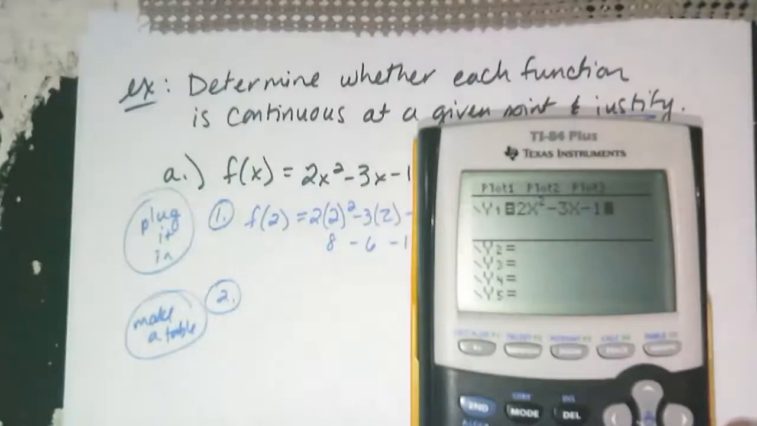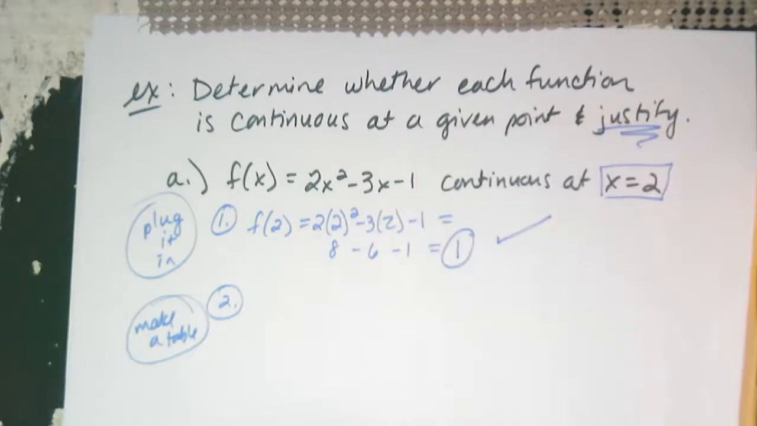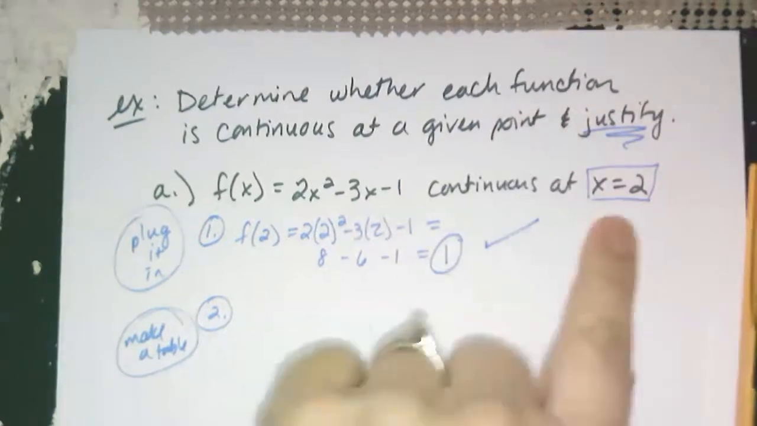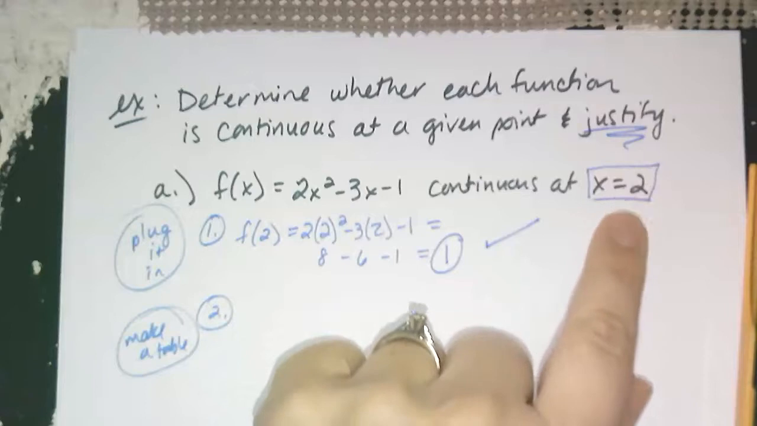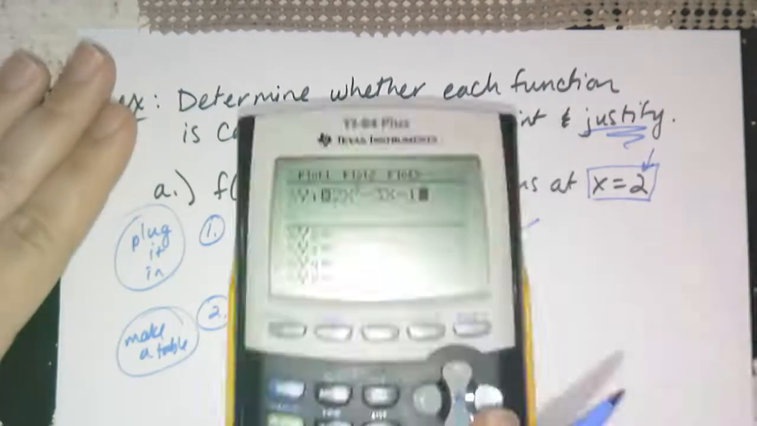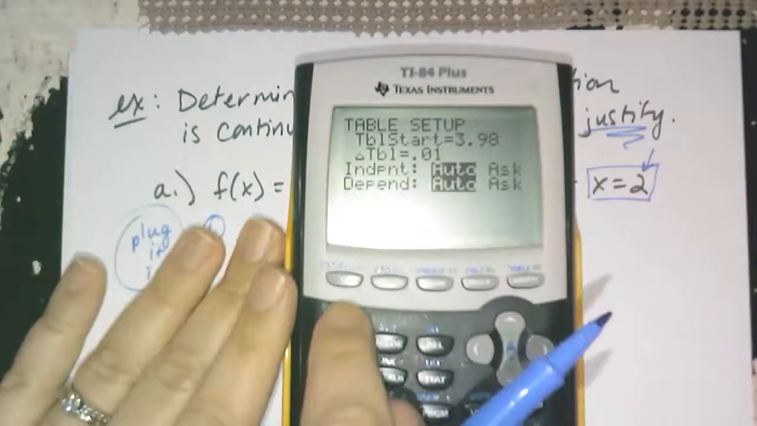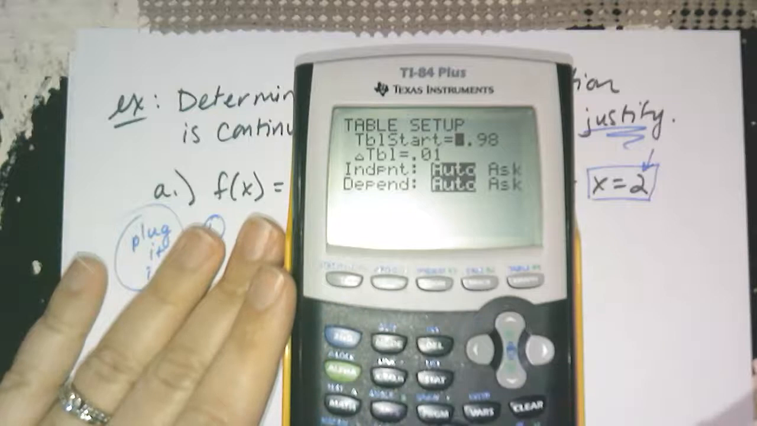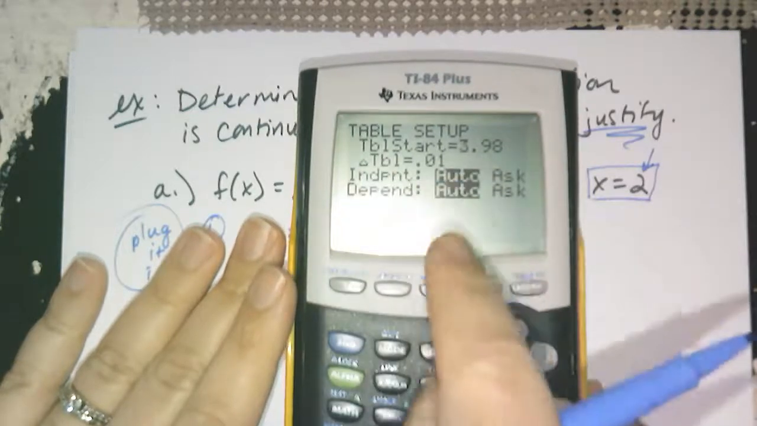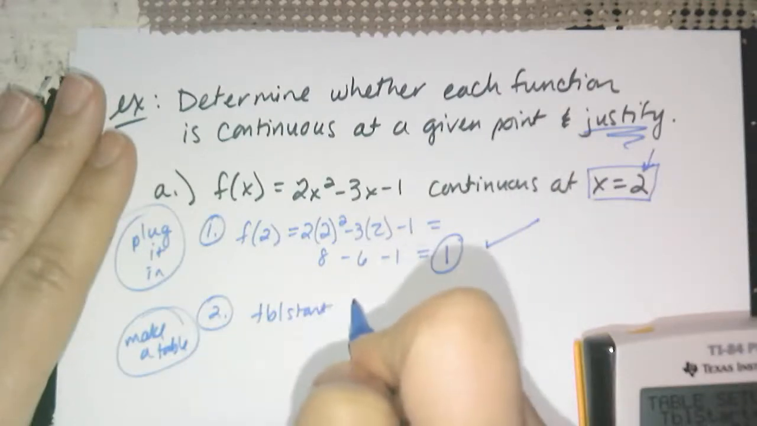So using a table is actually going to help us, but we actually have to change the table. We have to make it get really, really close to our c value. Again, what is our c value? Is it 1 or 2? It's 2. This is our c. This is the point we're concerned about. Okay? So you are going to go to second table set, second window, I guess is what you can say. You are going to set your table to start at your c value, which is 2.